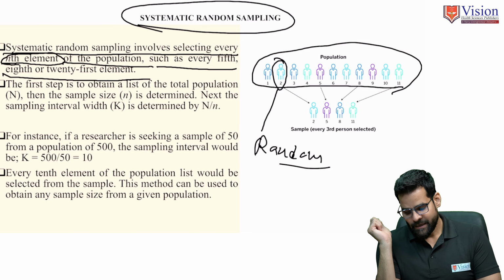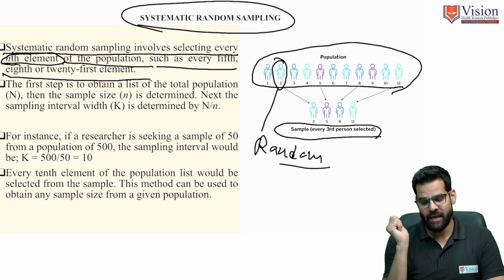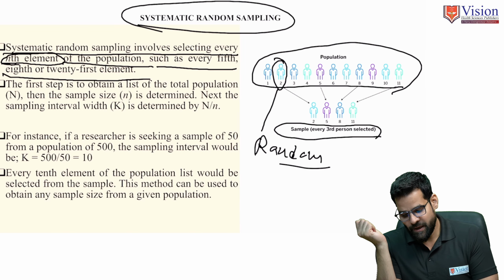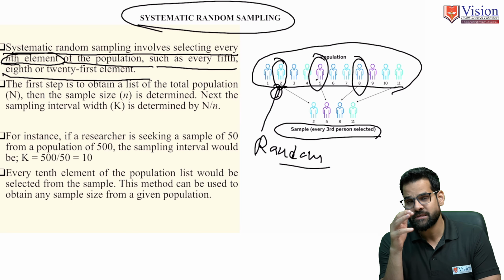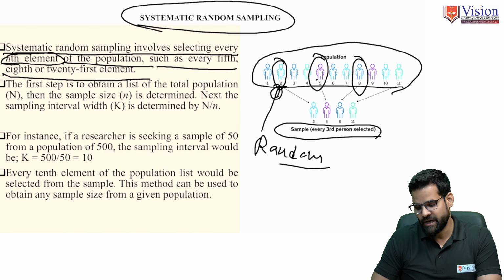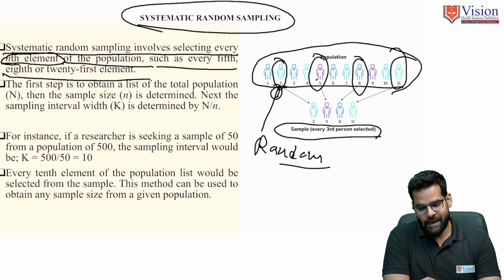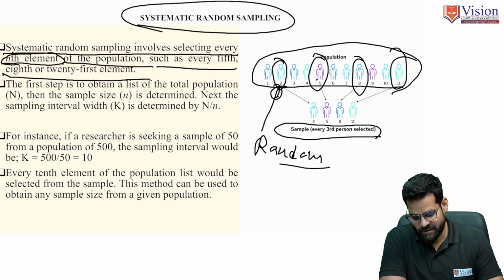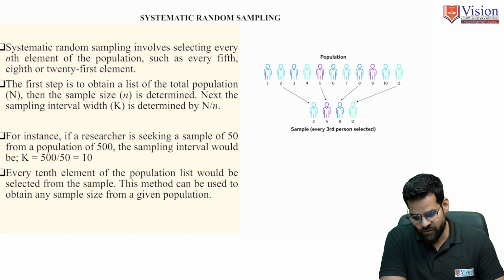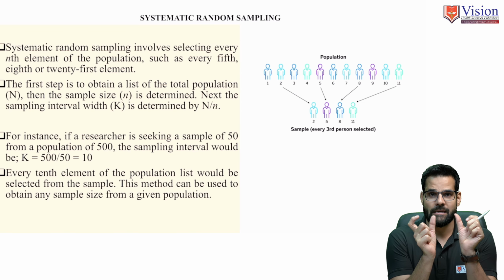And then you decide that every third person would be selected. So if the first subject was 2, then the second subject would be the fifth one, and then the 8th subject, then the 11th one. Okay, and there is one very interesting formula that is used with that, to identify the interval.